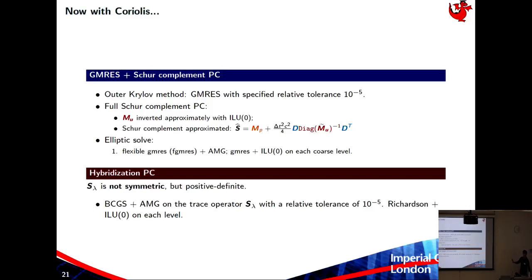I mentioned that the operator that you get is non-symmetric. So for the hybrid one, your trace operator is no longer symmetric, but it's weakly non-symmetric because of the diagonal coupling of the Coriolis term. So instead, I'm using BiCGStab, and I'm using AMG. Well, you can't use Chebyshev because, again, you need a symmetric operator, but I'm just using Richardson ILU on each level, and I wanted to see how this works out. So again, with the GMRES, I'm just using a diagonal approximation to the velocity mass to get my Schur complement.